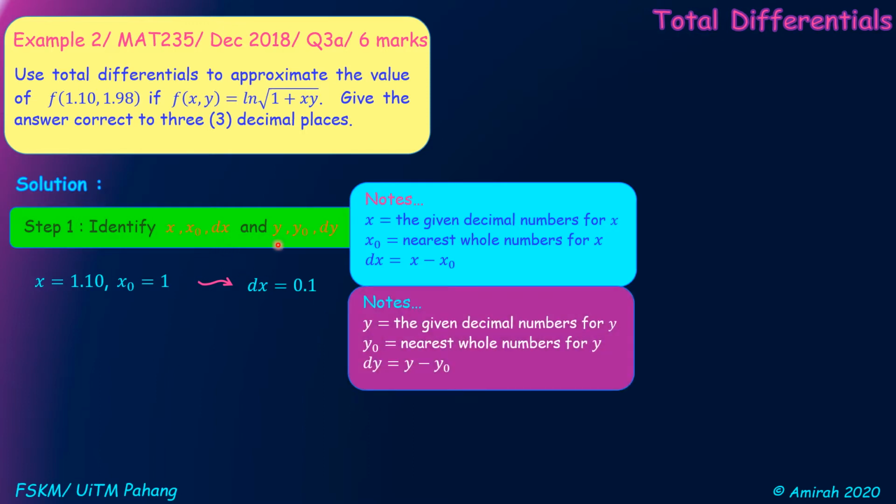After that, we need to find y, y naught, and dy. y equals the given decimal number, so in this case y equals 1.98. y naught equals the nearest whole number for y, which means the nearest whole number for 1.98 equals 2. So y naught equals 2. After that, we need to find dy. dy equals y minus y naught, so 1.98 minus 2 equals negative 0.02.